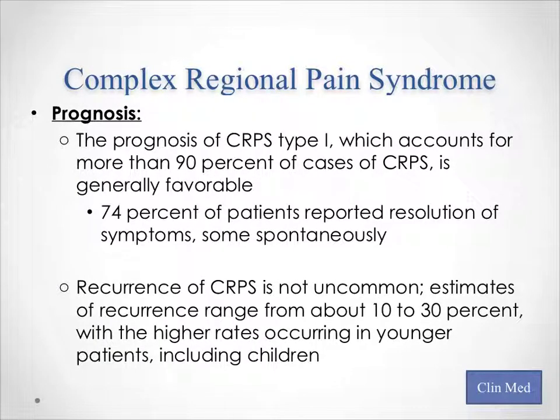The prognosis for patients with type 1 complex regional pain syndrome, if you remember, that is the syndrome in which no identifiable nerve lesion is noted, tends to be pretty favorable. About 74% of patients report resolution of symptoms, some of them spontaneously without any specific therapy.